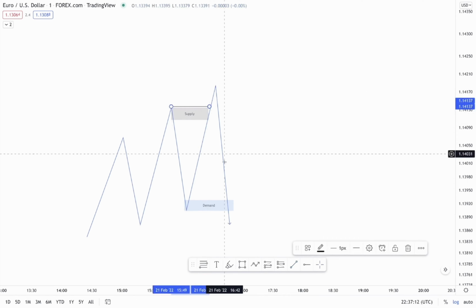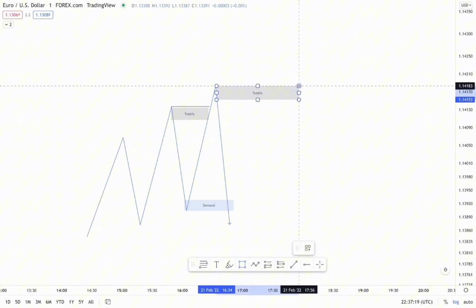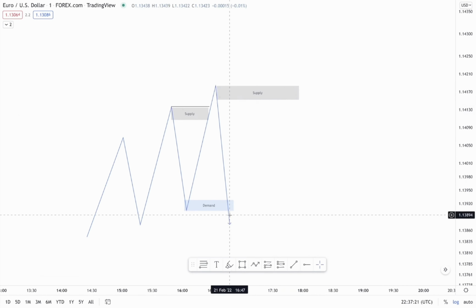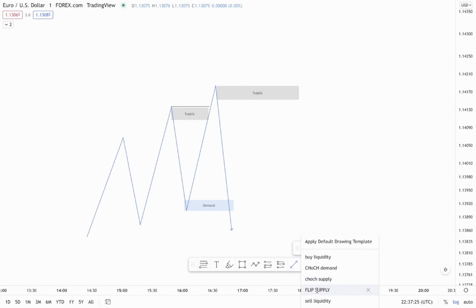And this supply here, in this area, draw it out. It can be anywhere on this leg, it doesn't have to be right at the top, but this supply here took out this demand here, causing a change of character. Now we'll mark the change of character out so you can see it.